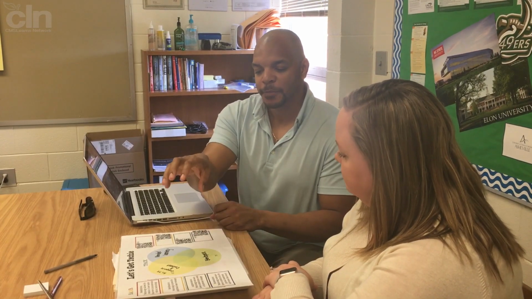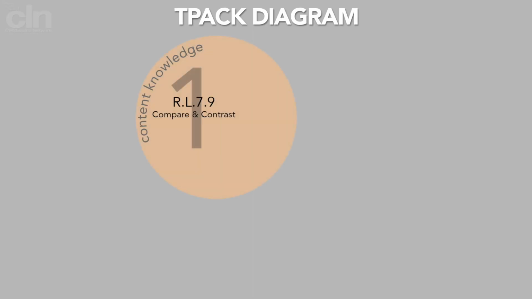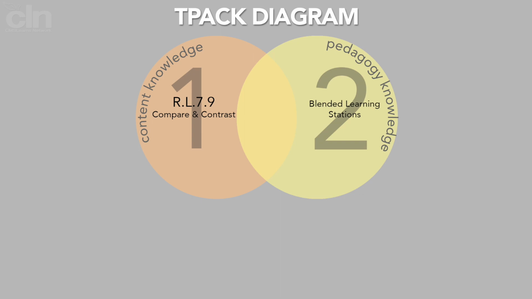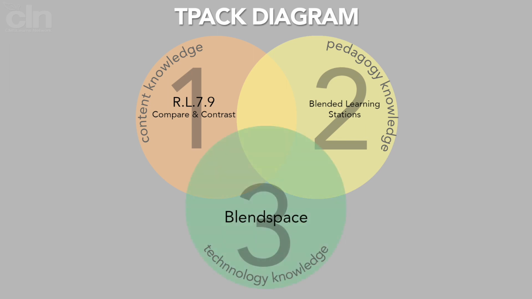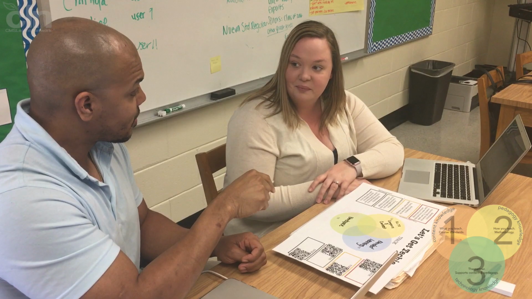Okay, so I think I have a better idea. So with the TPACK, we started with the content. In this case, we had a standard, which was the compare and contrast. And then we went to the pedagogy, which is how we're going to teach this to our students. And for this one, we chose blended learning, and we're going to use the station model where our students are going to rotate to all the stations. And one of the stations is going to be technology, and they're going to use Blend Space, where I can put all different kinds of content from videos to presentations to images, and they can interact with the lesson that way in Blend Space? Exactly.